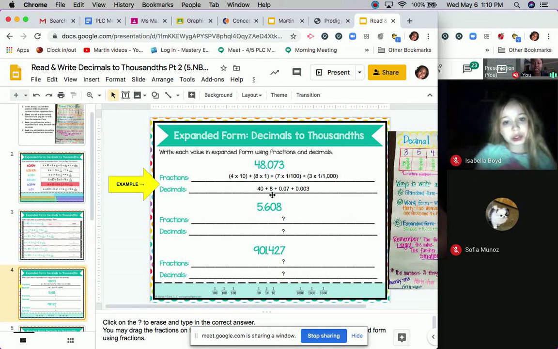When I'm in decimals, the only thing that changes is that you're putting the actual value. So that 4 in the tens place is worth 40, 8 in the ones place is worth 8, 7 in the hundredths place is worth 0.07, 3 in the thousandths place is worth 0.003. Okay, so that's the example for that one. Let's keep it going.